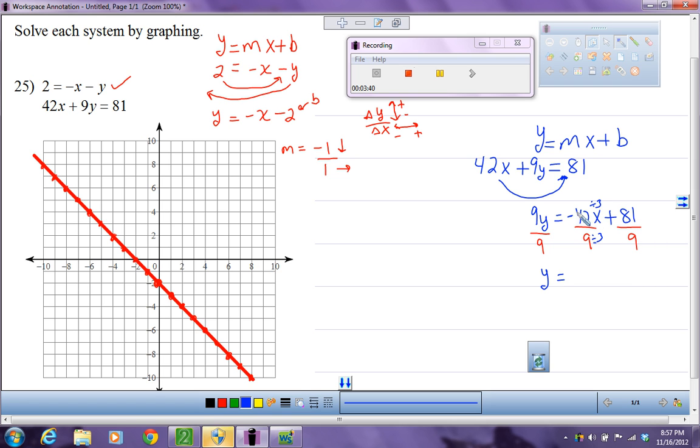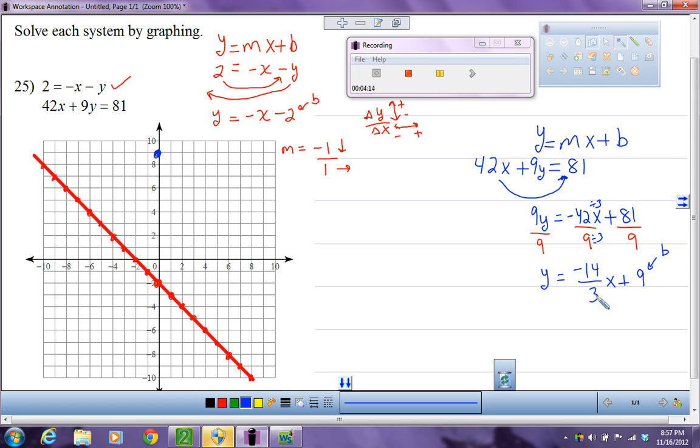So here 3 goes into 4 one time, remainder of 1, that makes 12, which is 4. So it should be a negative 14 on top. And 9 divided by 3 is 3. 81 divided by 9 becomes what? 9. So in this case, that's our starting point. I'm going to start over here at 9. Our b.